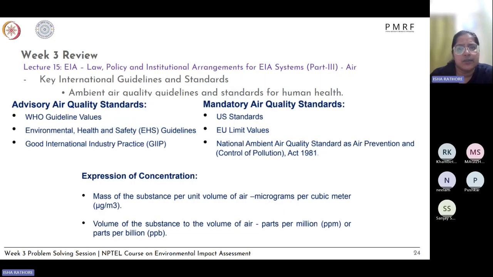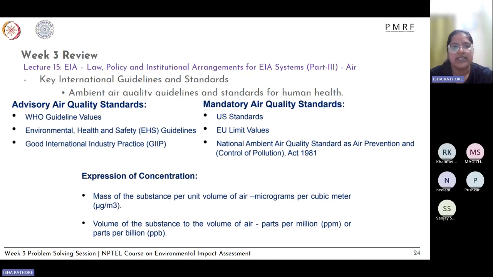So, next we looked at lecture 15, which is again on air. We have advisory air quality standards, which are basic; advisory is what is being advised to be used. These are voluntary air quality standards, such as the World Health Organization guideline values, which give you limits or benchmarks that are again voluntary. These are not mandatory, whereas in certain places you have mandatory air quality standards as well. Advisory ones include your EHS, Environment, Health and Safety guidelines, and your Good International Industry Practice, GIIP. So these are all in terms of air.